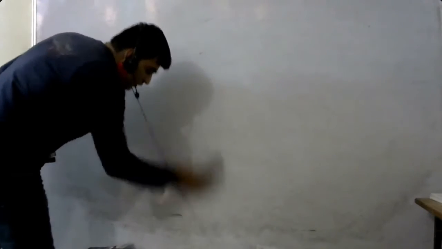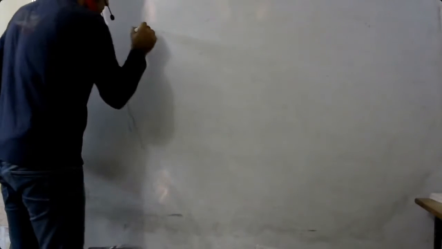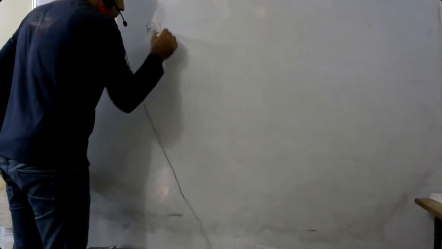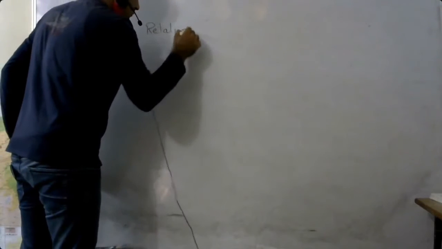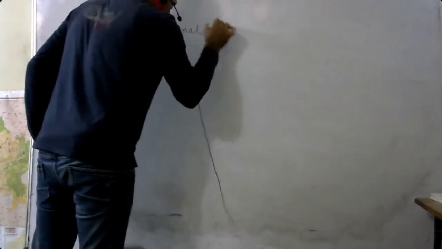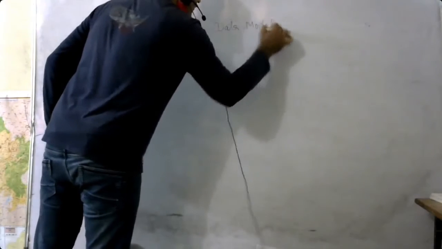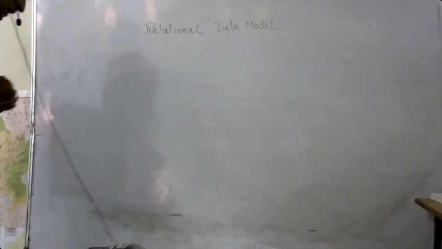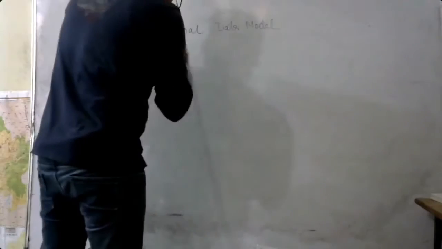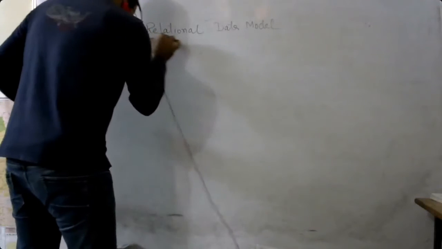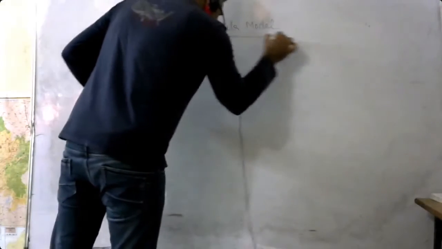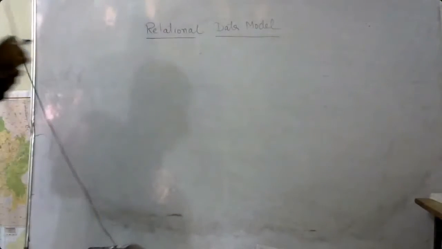Now, the very first term, what is relational data model? When we talk about relational data model, it consists of two words. I'm going to teach you the very first term, that is data model.